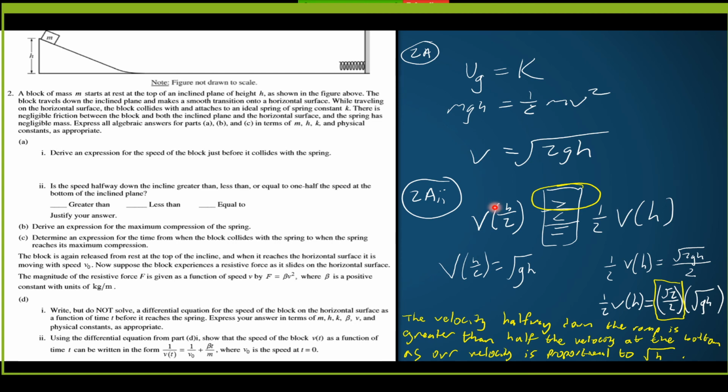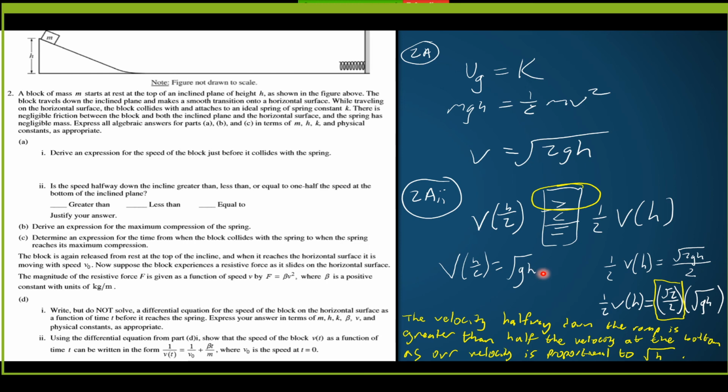So if I plug this into our velocity equation that we have here, I'll get our velocity when our height, our distance that we've traveled so far, our change in height, is half the height of the inclined plane. This is h over 2 times 2g on the inside, which gives us gh on the inside of that square root, or root gh.